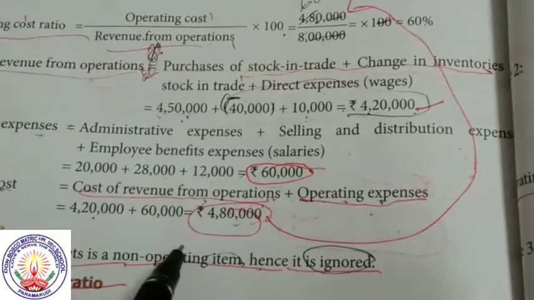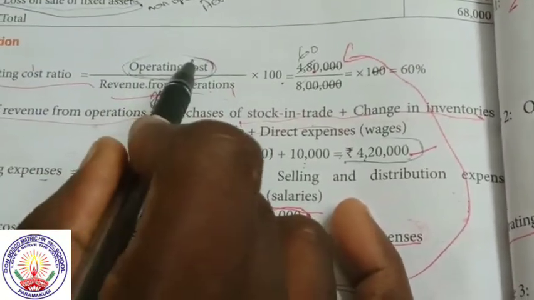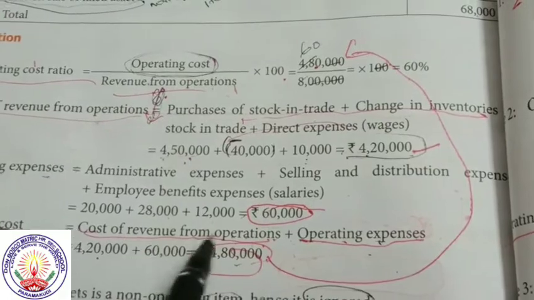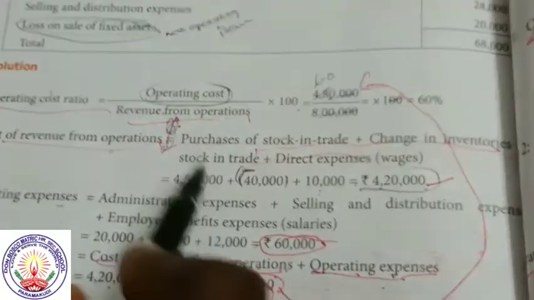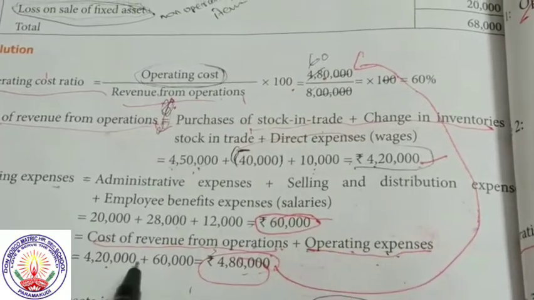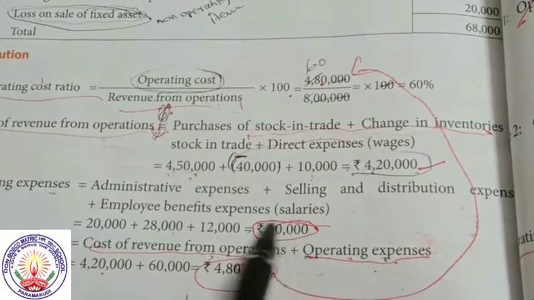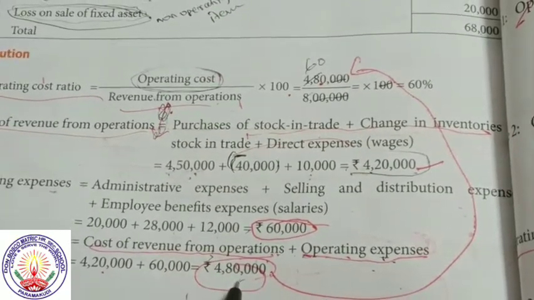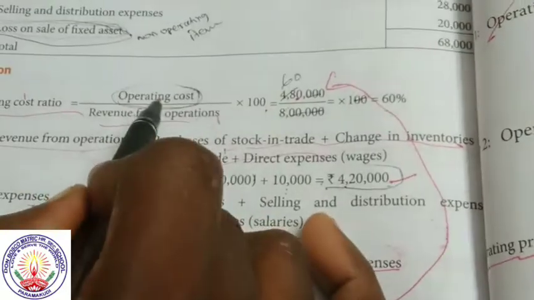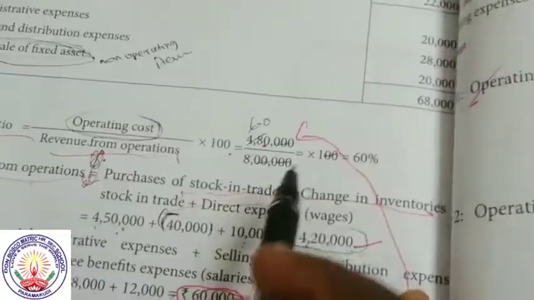Now find the answer for the operating cost. Operating cost means cost of revenue from operations plus operating expense. The cost of revenue from operations is 4,20,000. The operating expense is 60,000. Added together, it is 4,80,000. So the operating cost is 4,80,000. Now find the answer.